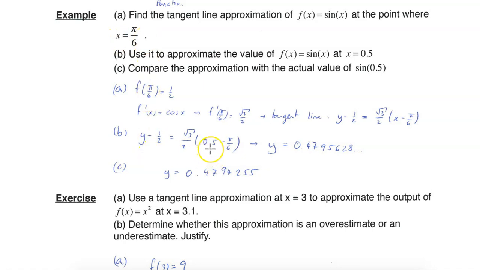So I can plug x equals 0.5 into my tangent line, and I get, using the calculator, 0.4795628. Now what is the real value of sine of 0.5? You can plug it in your calculator, of course, and you get 0.4794255. So you see there are 3 decimals that are the same, using a tangent line rather than the sine curve.